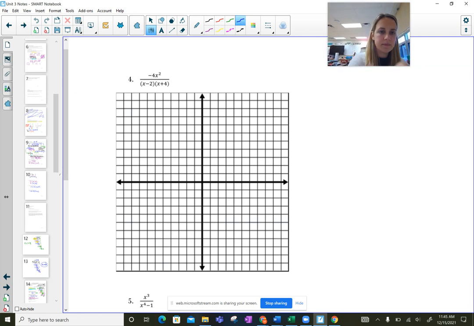Hi. I don't know why it's coming out all grainy looking. It does look grainy. I don't know why.